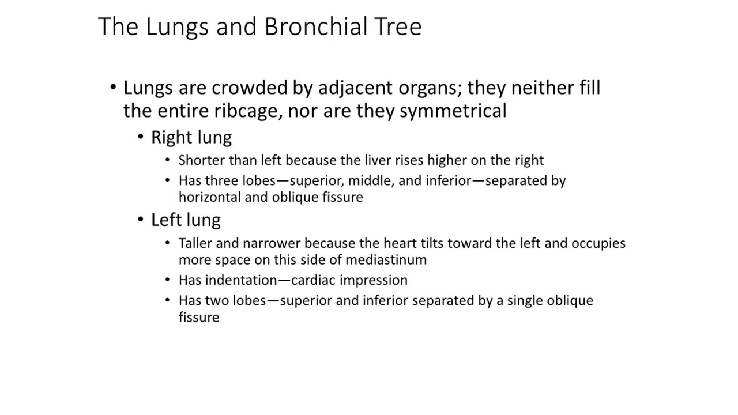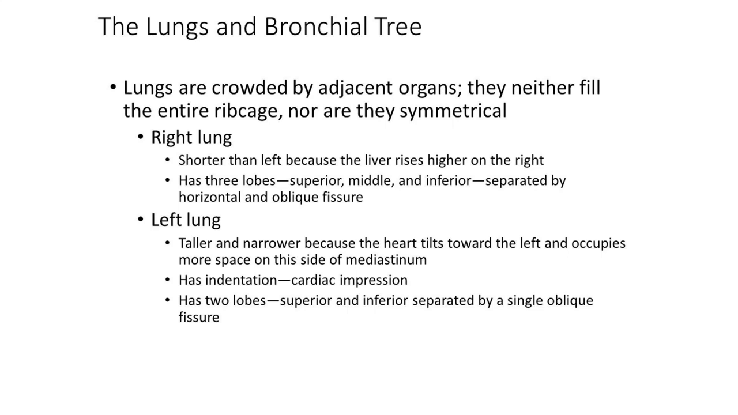The lungs are very crowded by adjacent organs. They do not fill the entire rib cage, nor are they symmetrical. Your right lung is shorter than the left because the liver rises higher on the right side. The right lung has 3 lobes, the superior, middle, and inferior, and it is separated by a horizontal and oblique fissure.